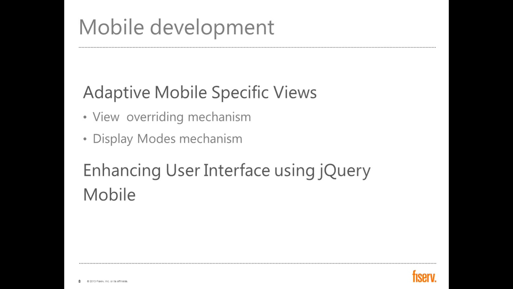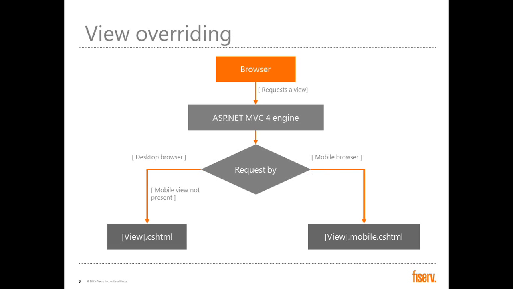So what is view overriding mechanism? In view overriding mechanism, the browser makes a request: I want a page. Now the ASP.NET MVC4 engine will decide whether the request is made by the desktop browser or by a browser on the mobile device, and it will fetch the page accordingly by the naming convention.